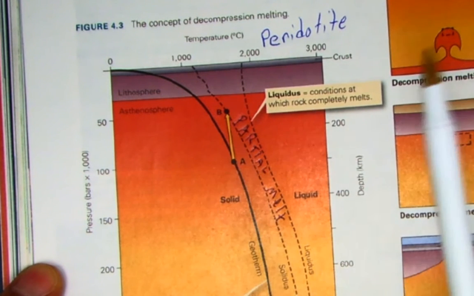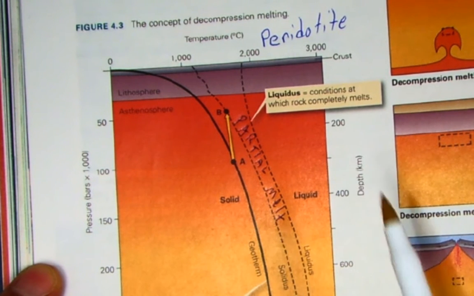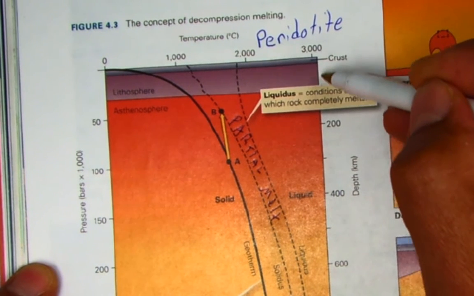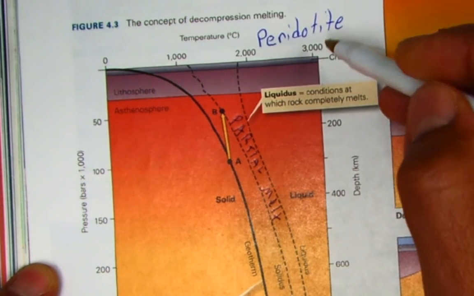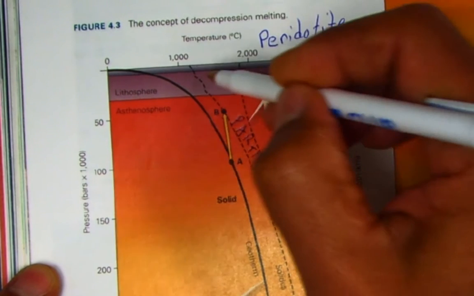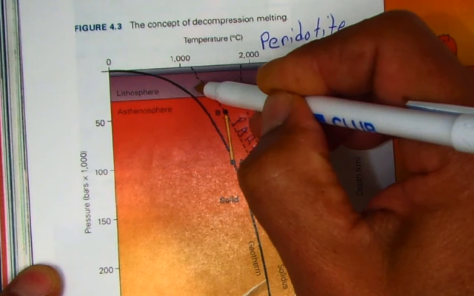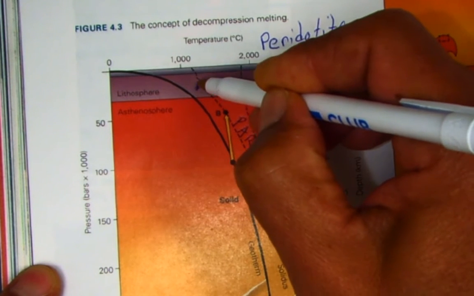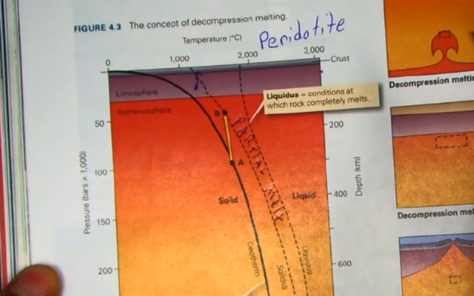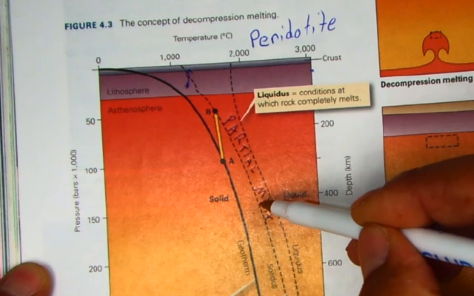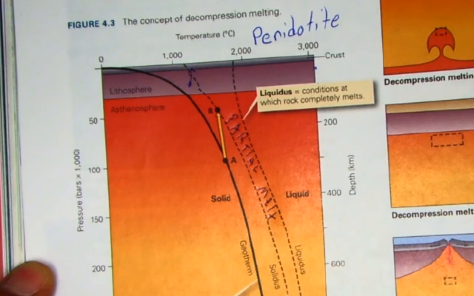This is also true for mid-oceanic ridges. Here's a crust, and 100 kilometers would be down here. So we're really down here, maybe about 30 kilometers under a mid-oceanic ridge. If we move that rock up to shallow levels, we're going to cross that line and produce a partial melt. And that's how we get magmas at these mid-oceanic ridges, right?